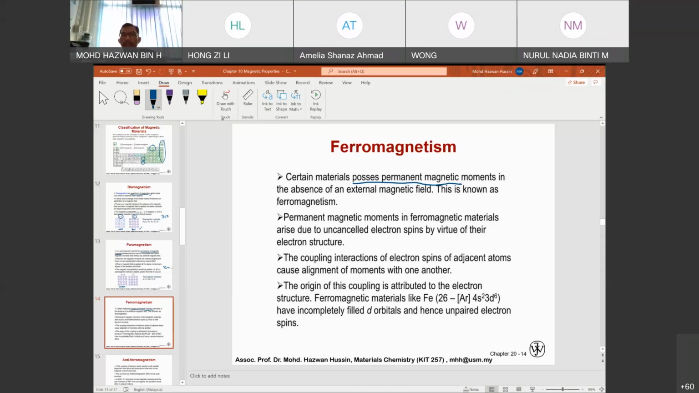Okay. All right. So the permanent magnetic moment in ferromagnetic materials arises due to uncancellation of electron spin by virtue of their electron structure. The coupling interaction of electron spin of adjacent atoms causes alignment of moments with one another. The origin of this coupling is attributed to the electron structure. Ferromagnetic materials like iron have a proton number of 26. So if you write the electron configuration, you will have argon 4s2 3d6, with incomplete d orbitals, and hence unpaired electron spin. We know that the d orbital should have 10, but over here you only have 6. So that is why you have unpaired electron spin.